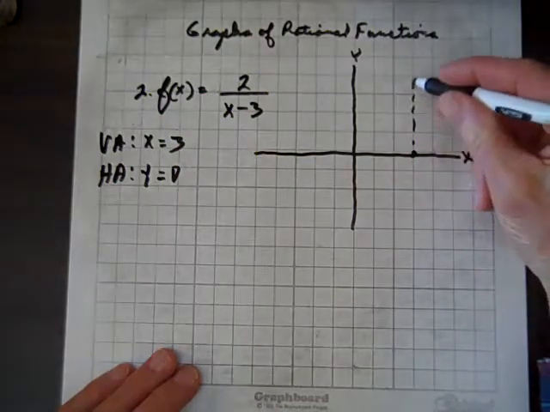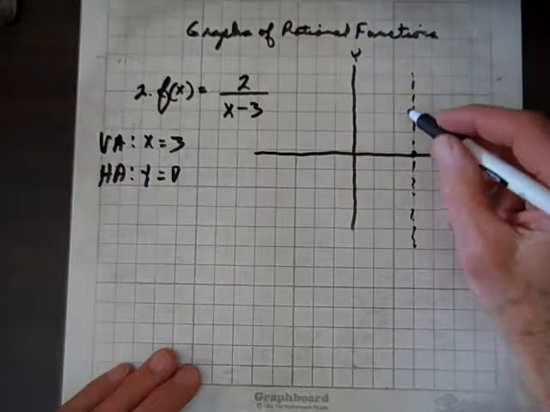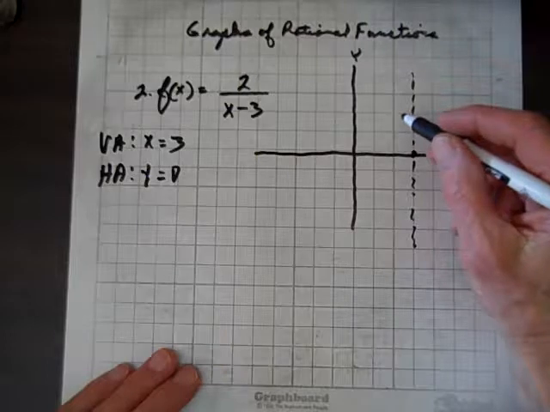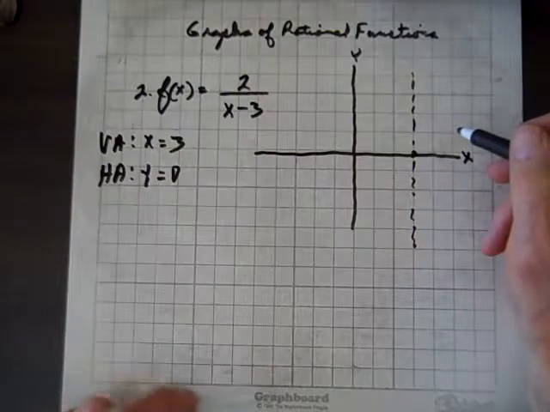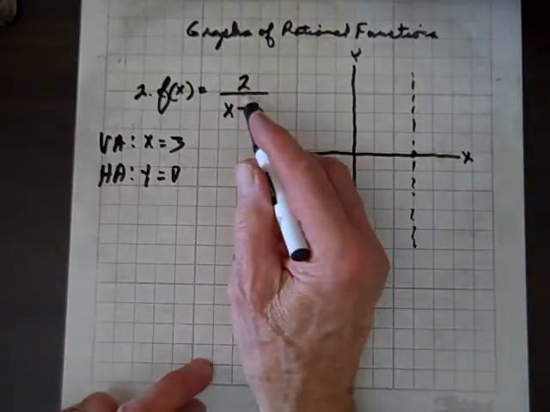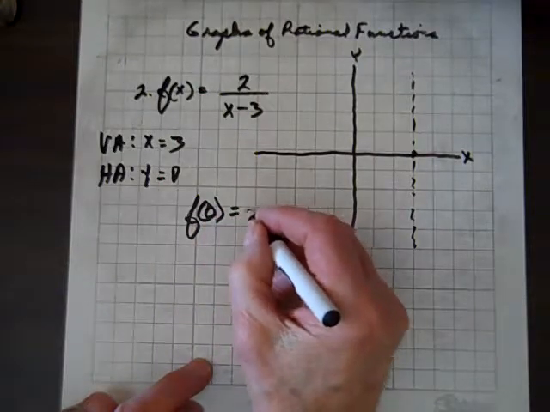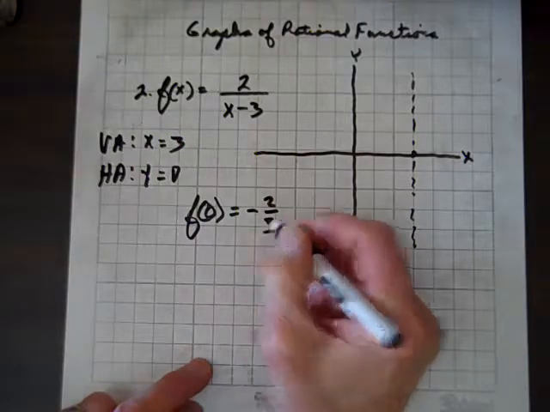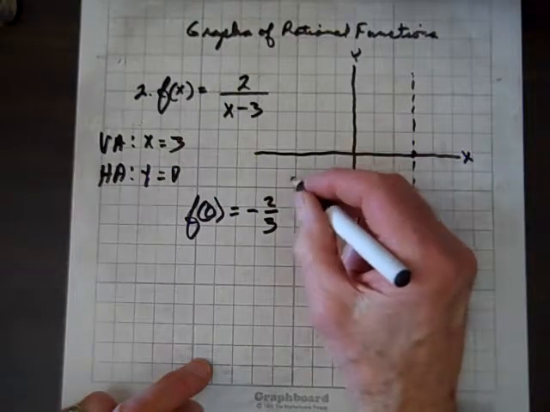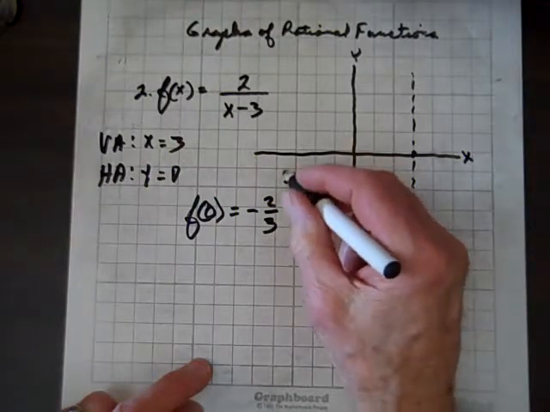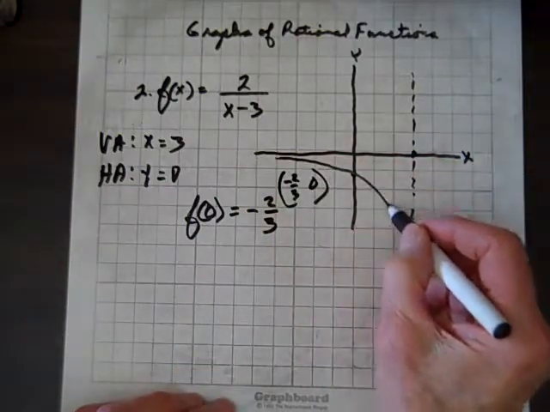So now the question is, in which quadrant or quadrants do the graphs occur? Well, let's just check and see what the y-intercept is. And will you agree that f of 0 equals negative 2/3? So we'll go to, and we'll label this, negative 2/3, 0. And here's what it looks like.